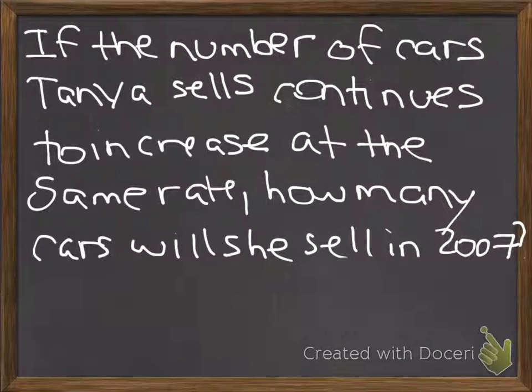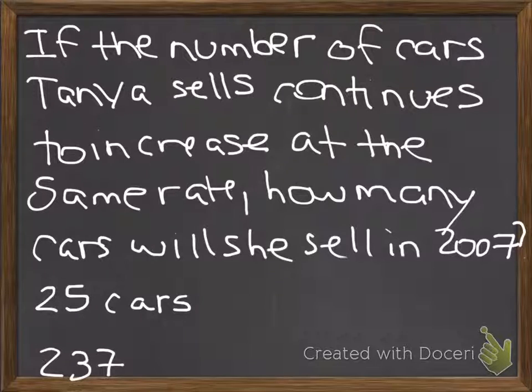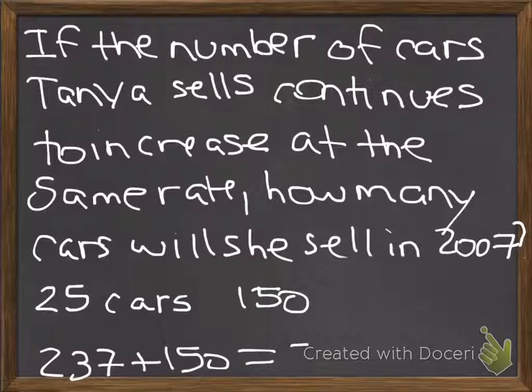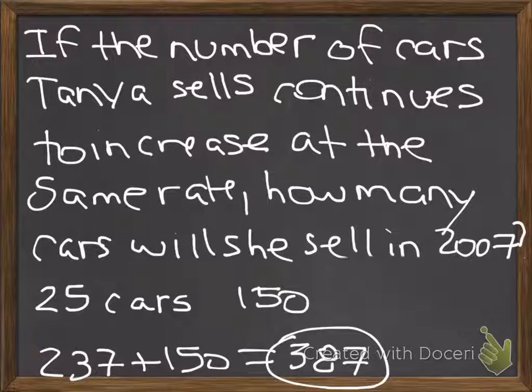Actually, let me give you an easier way of doing this. If we just use the rate as 25 cars, and we think about 6 years in between 2001 to 2007, so she sold 237 cars in 2001, and then if we multiply that by the rate, 6 times 25, we get 150. So we're going to add 150 plus 237 to get our answer. And that would be actually a lot easier than the last method. So 387 would be your answer.